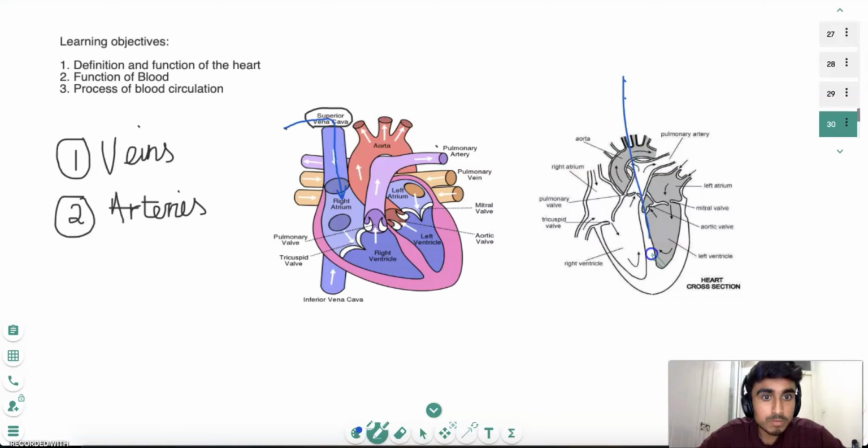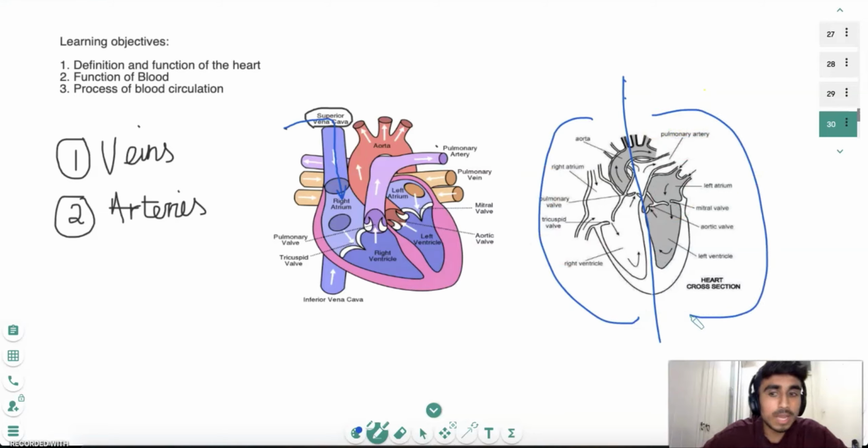So if you split it literally right down the middle, you've got the right side here, and you've got the left side here. Now it might seem a bit counterintuitive because you're thinking this is the left side and this is the right side. But you imagine it as if the heart was sitting inside the human. So if you just imagine this heart is sitting inside your chest, you would then understand that this is your right side and this is your left side.